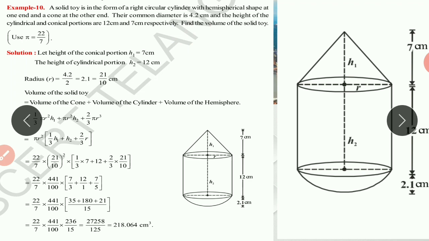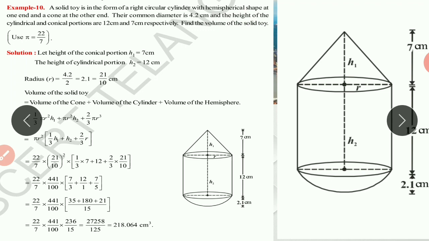See here, first of all, the important thing is we need to analyse the given question. Analysis means what here? First of all, we need to identify what we want to find. See here, find the volume of the toy. Now we want to find the volume. Next, what is given? What is given in the question?